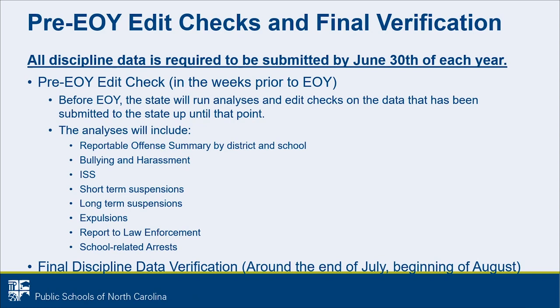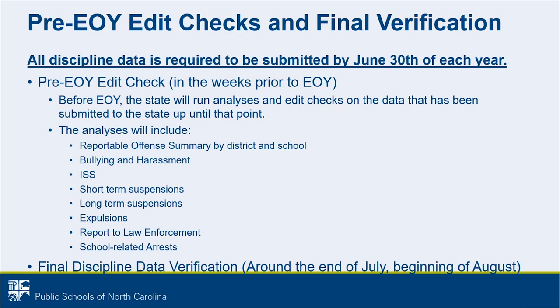Another thing we do is check to see if incidents involving weapons have weapons associated with them. We look to see if there are victims associated with the violent crimes and if there's transfer data on that. We look to see if the reportable offenses are coded as a report to law enforcement. These are not always reported to law enforcement, but it is something to check.